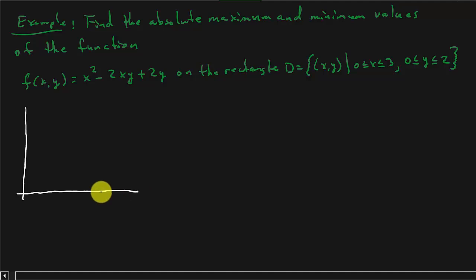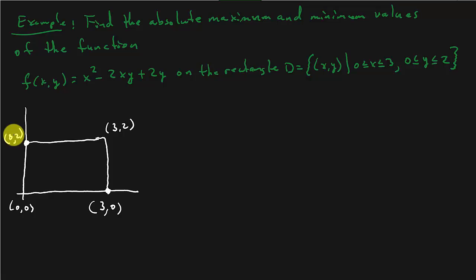And so on x we're going from 0 to 3, on y we're going from 0 to 2, and here we have our rectangle. This would be the point 3, 0, this would be the point 3, 2, this would be the point 0, 0, and this would be the point 0, 2, right?